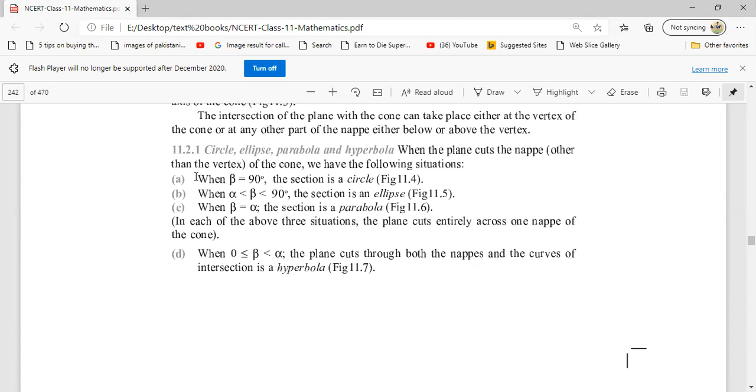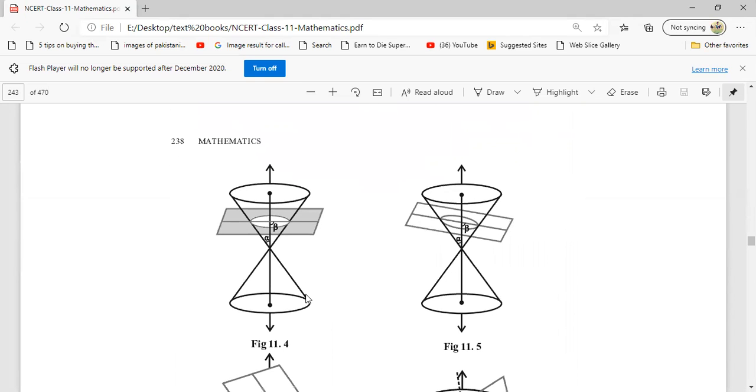When beta is equal to 90 degrees, I have shown you, and I will show you again. If beta is 90 degrees, see this figure. Here beta is 90 degrees. If the plane is passing at 90 degrees, you can see the section inside, it is visible. What is this section? A circle. We are getting a circular part.